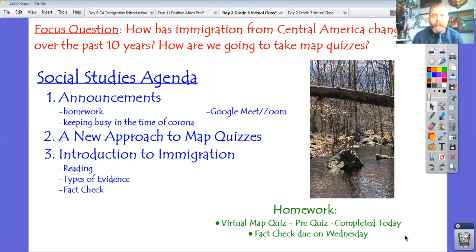Secondly, I am assigning a fact check today from a reading on immigration, and that's going to be due on Wednesday. And I'll talk more about that in a couple seconds too. All right, let me shrink that.